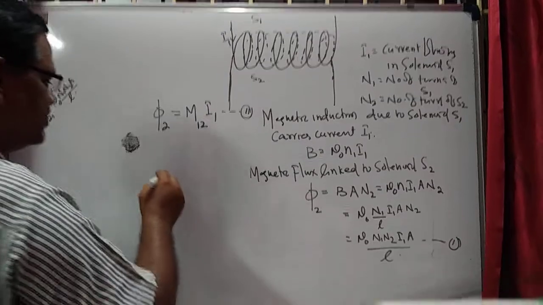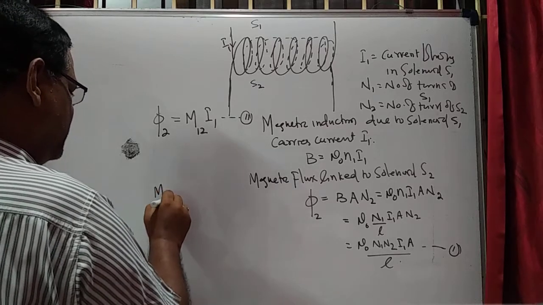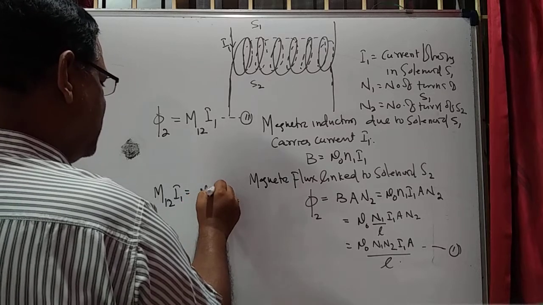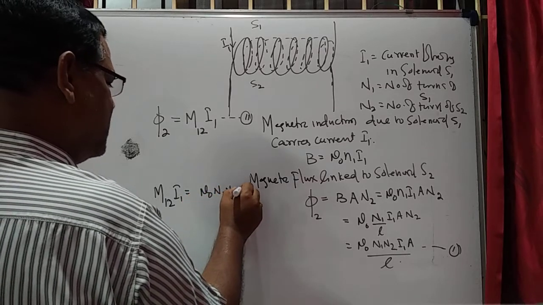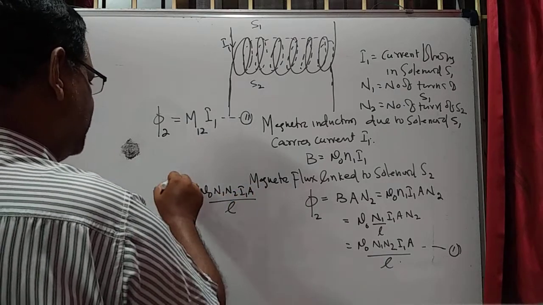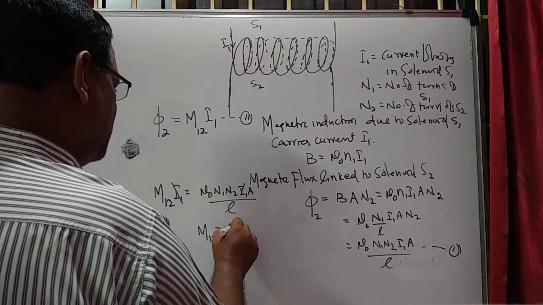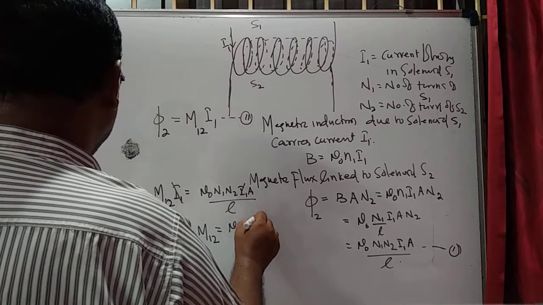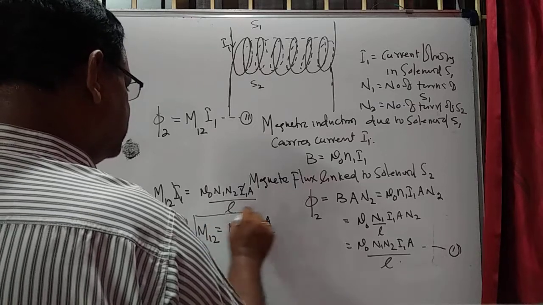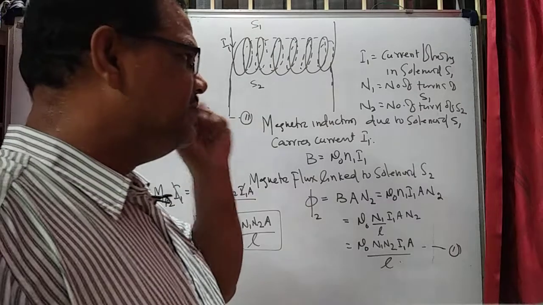So you compare both the equations, and you find M12 I1 equal to mu naught N1 N2 I1 A upon L. The I1 gets cancelled, and you find M12 equal to mu naught N1 N2 A upon L. That is the coefficient of mutual induction of coil 2 with respect to coil 1.